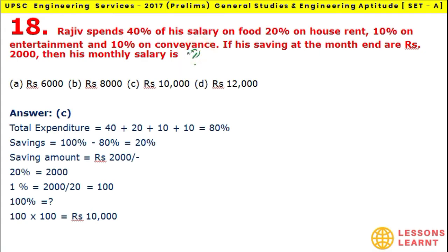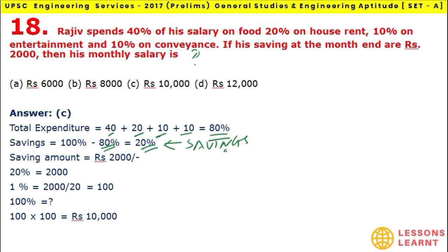First we will find out how much he is spending. 40% is spent on food, 20% on house rent, 10% on entertainment, and 10% on conveyance. That means 40, 20, 10, 10 is a total of 80% that he is spending. Out of 100% of his salary, he is spending 80%, and the remaining 20% is his savings.